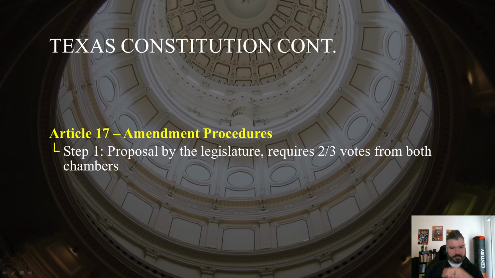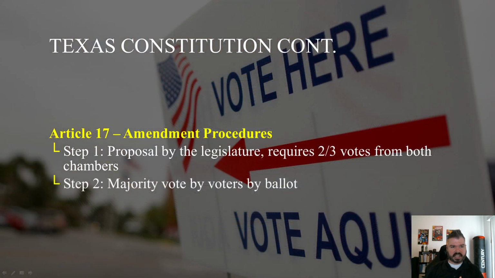Article 17, we're coming to the end here of the articles. Article 17 gives us the amendment procedures. How do we amend the Constitution? We've amended it over 500 times here in Texas. Right? So step 1 is that there is a proposal made by the Texas legislature, House or Senate, that requires a 2/3 vote from both chambers. Once it's approved by the Texas legislature, it moves on to step 2, which gets added onto the ballot, and then just a simple majority vote by the voters by ballot.